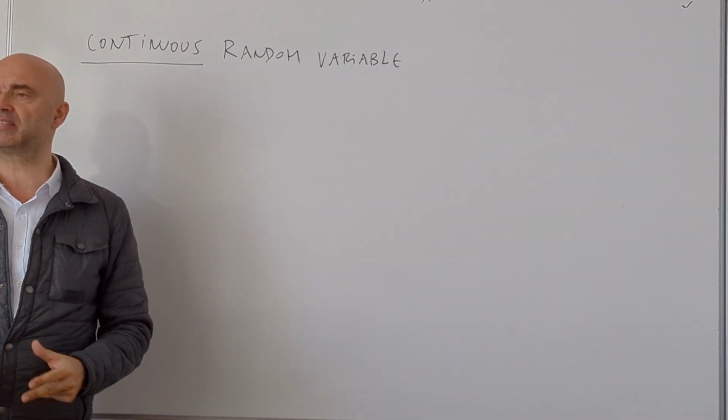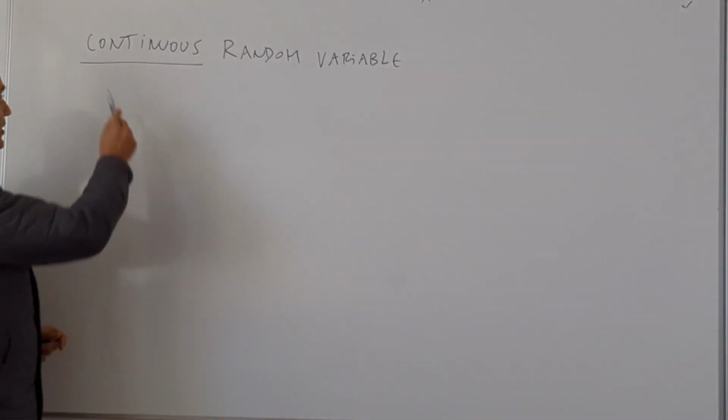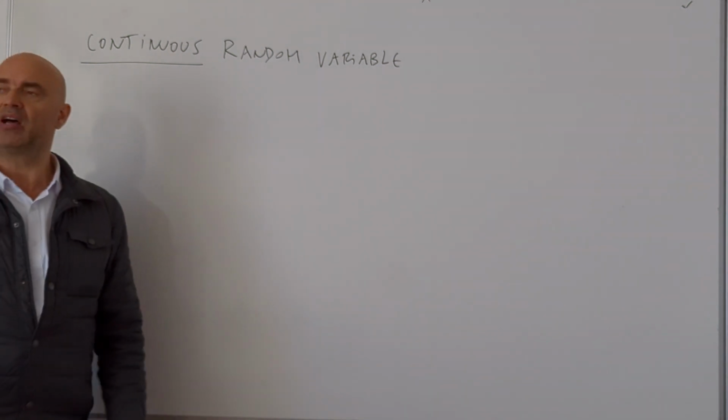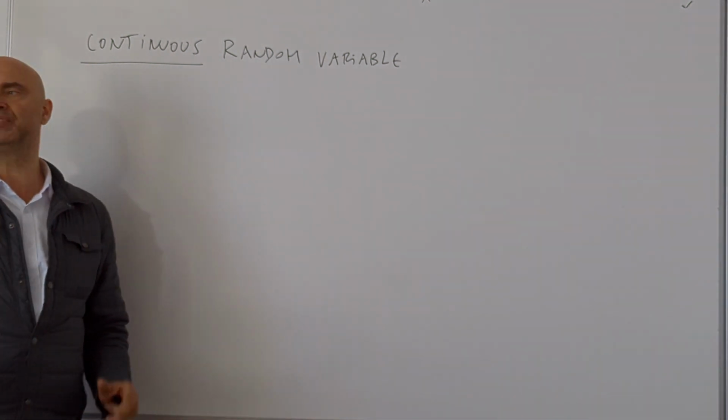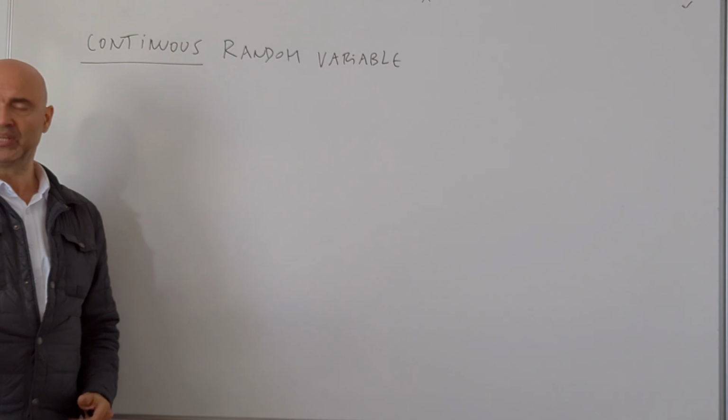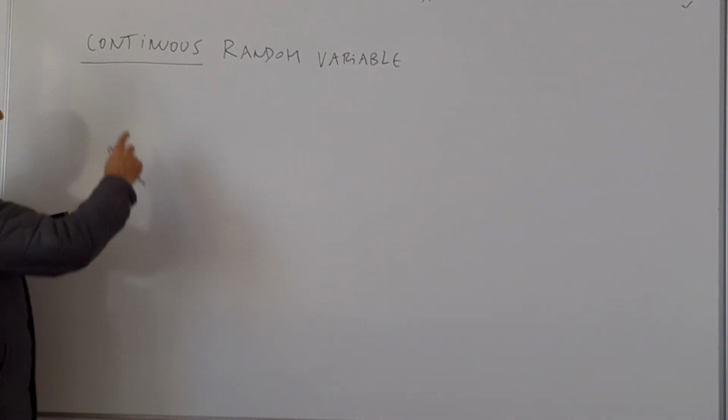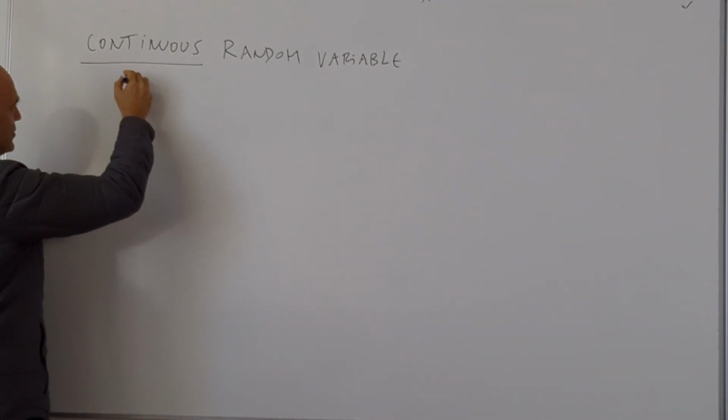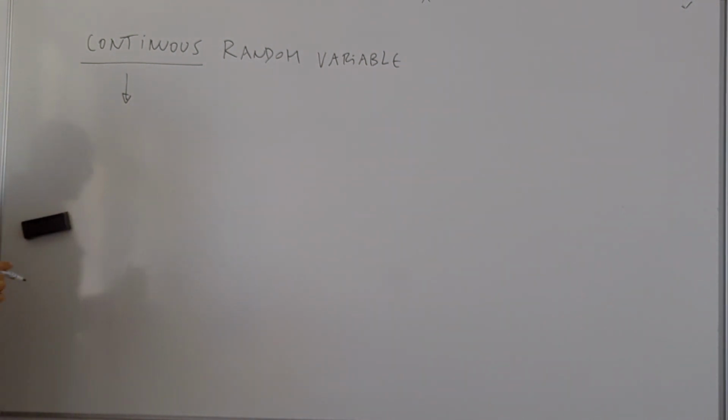Welcome to this lesson about continuous random variables. Last week we talked about the discrete. So we have two types, the discrete and the continuous. And what is a continuous random variable?